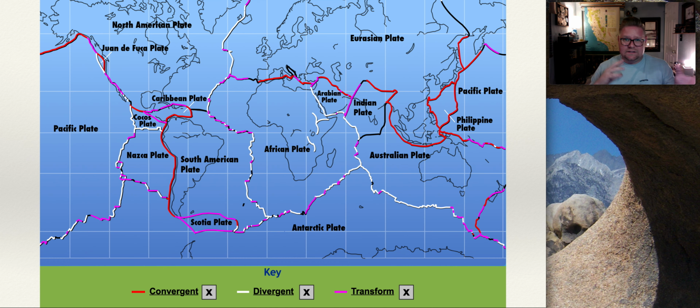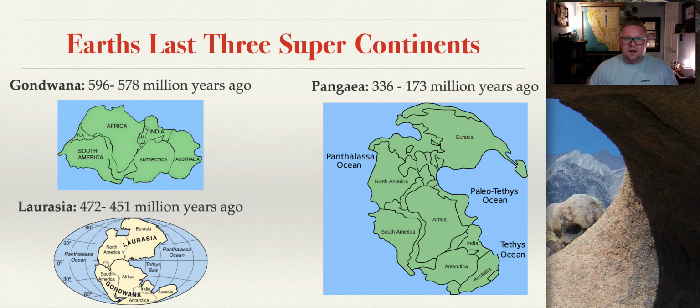Now, I've mentioned this whole thing that when things were together and far apart. Let's talk about that real quick. So these are just our last three supercontinents when we know that, you know, these large land masses were together. So I'm going to go oldest to newest. So the oldest is Gondwana. It's often referred to as Gondwana land, and that was between 596 and 578 million years ago. So here we can see that you have South America nestled very nicely here with Africa, Antarctica, and Australia.